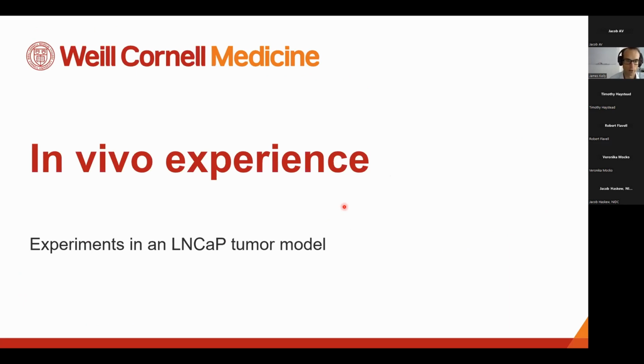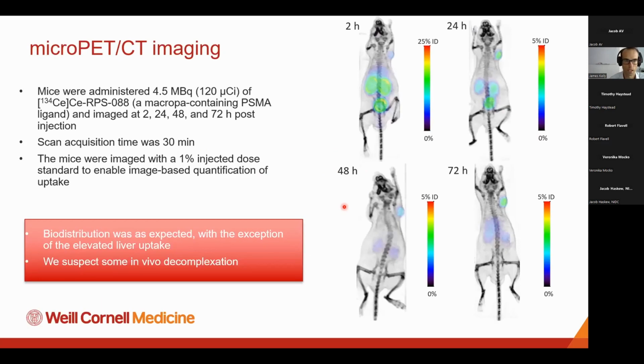Finally, to move on to our in vivo experiments, these were conducted in an LNCaP tumor model. This is a prostate cancer model, and we administered the mice about 4.5 megabecquerels of the cerium-containing ligand. At present we only have imaging data for the macropa-containing compound, that's the RPS-088. We imaged these mice at 2 to 72 hours post-injection with a 30-minute acquisition. We did image-based quantification using a 1% injected dose standard to help us get the values.